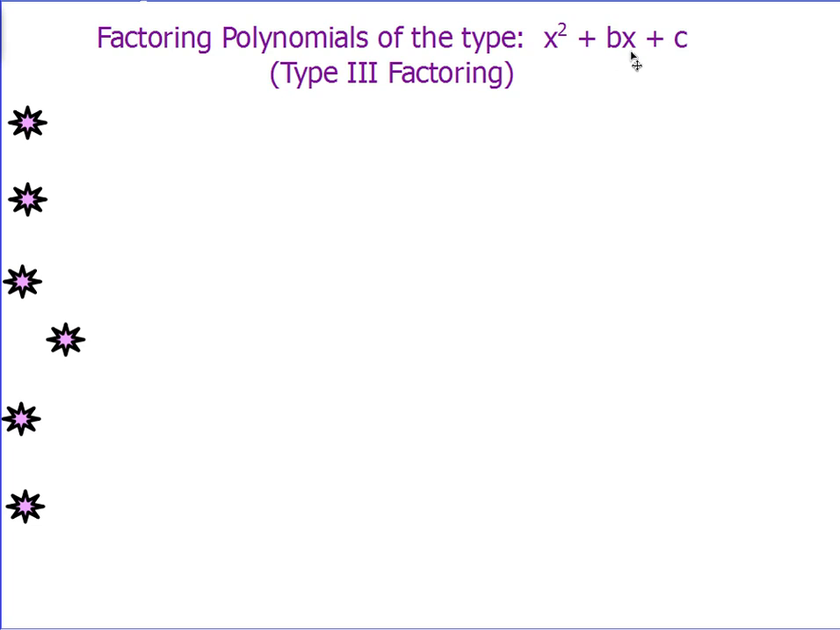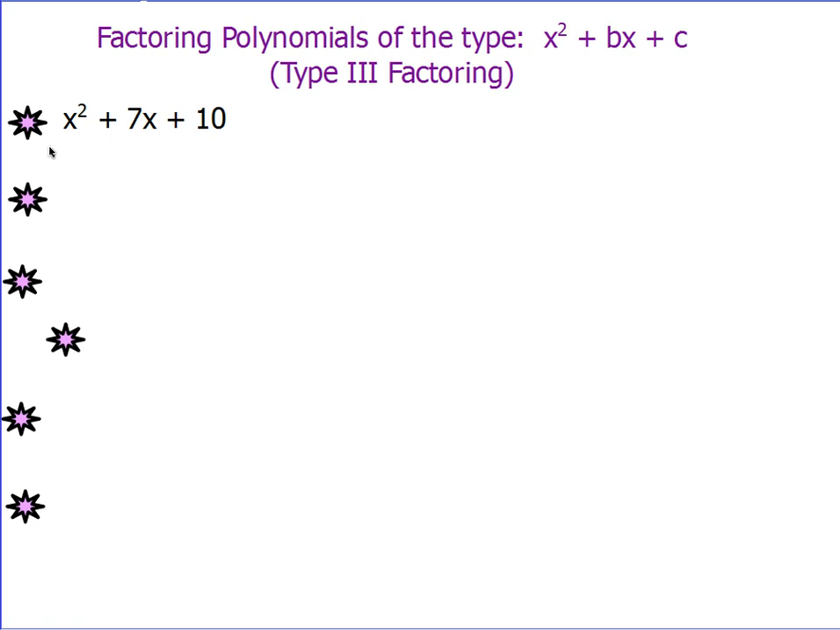So my bx term means any real number b with an x, plus c, another real number constant. So an example of a type 3 polynomial: x squared plus 7x plus 10. And I want to factor it, and we have to remember what factoring means. I want to reduce this to a product of prime numbers. That's what factoring does. If I have the number 6 and I want it as factors, I would say 2 times 3. So 2 prime numbers are multiplying out in that case.